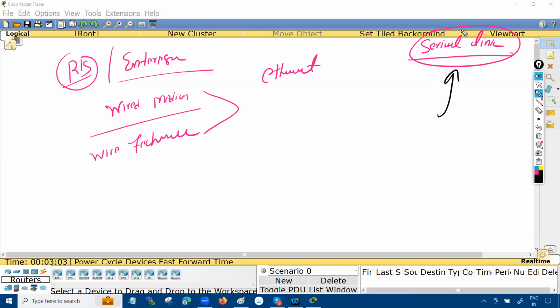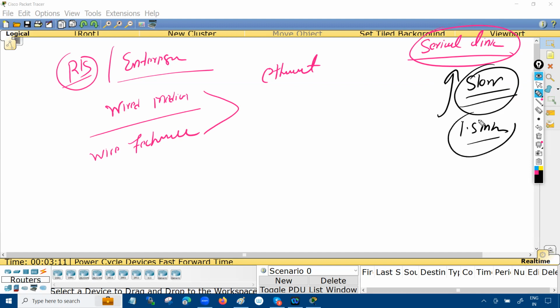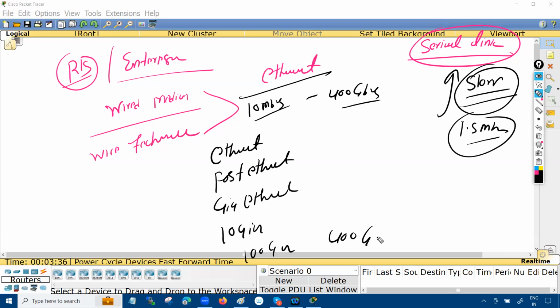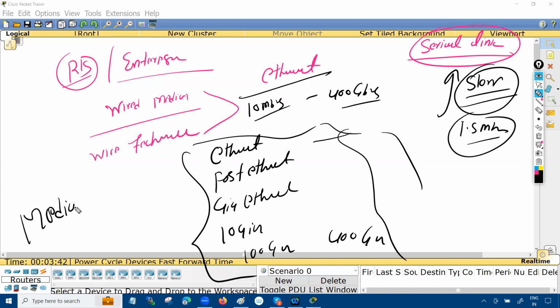The reason is that it's slow. The maximum speed of the serial link is what? It's not exact, it's around 1.5 Mbps. That's the maximum speed of a serial link. But with Ethernet, we have 10 megabits up to 400 gigabit. That's the speed of Ethernet. We have different types: Ethernet, Fast Ethernet, Gig Ethernet, 10 Gig Ethernet, 100 Gig Ethernet, 400 Gig Ethernet. These are the cables. These cables are known as media.